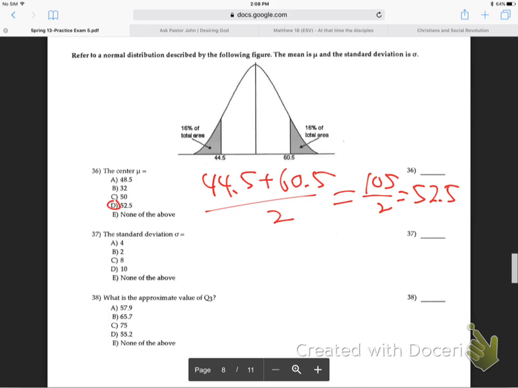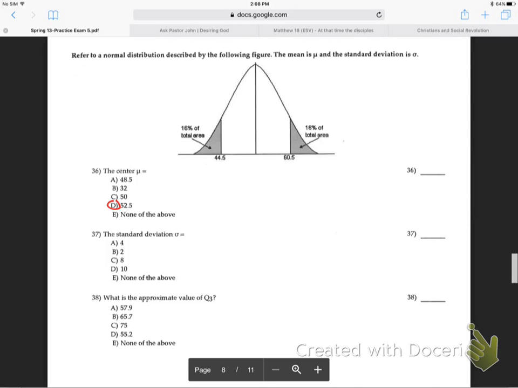Standard deviation. Can you tell? How do we do standard deviation? 8. Yeah, do you see it's 8? That's correct. So we know the middle is 52.5, right? And it's how far from there to there. Standard deviation is the jump from line to line. So it's 60.5 minus 52.5.